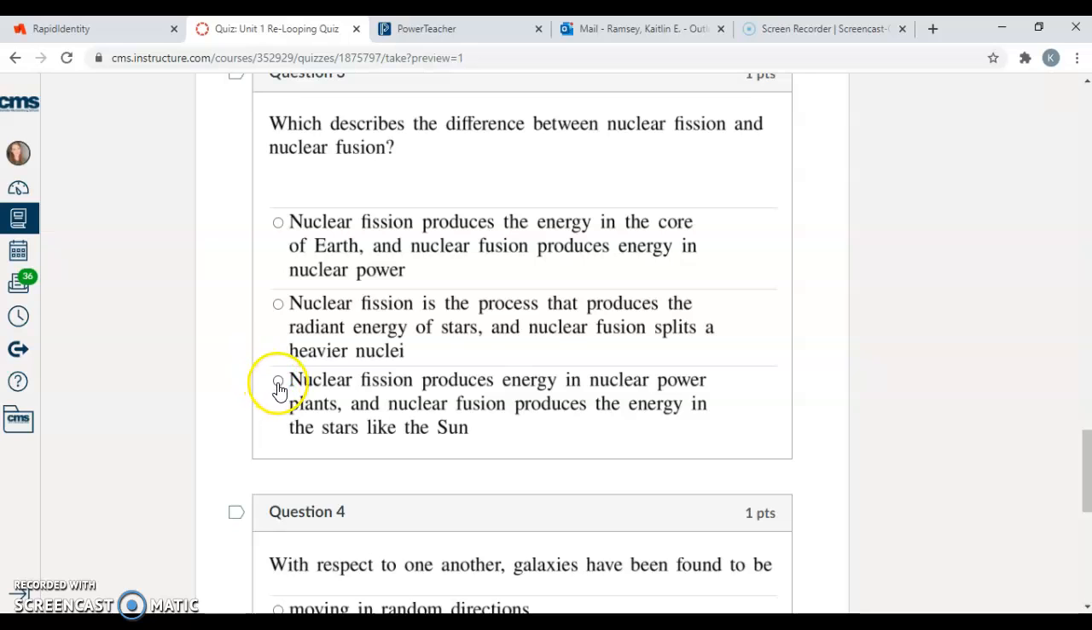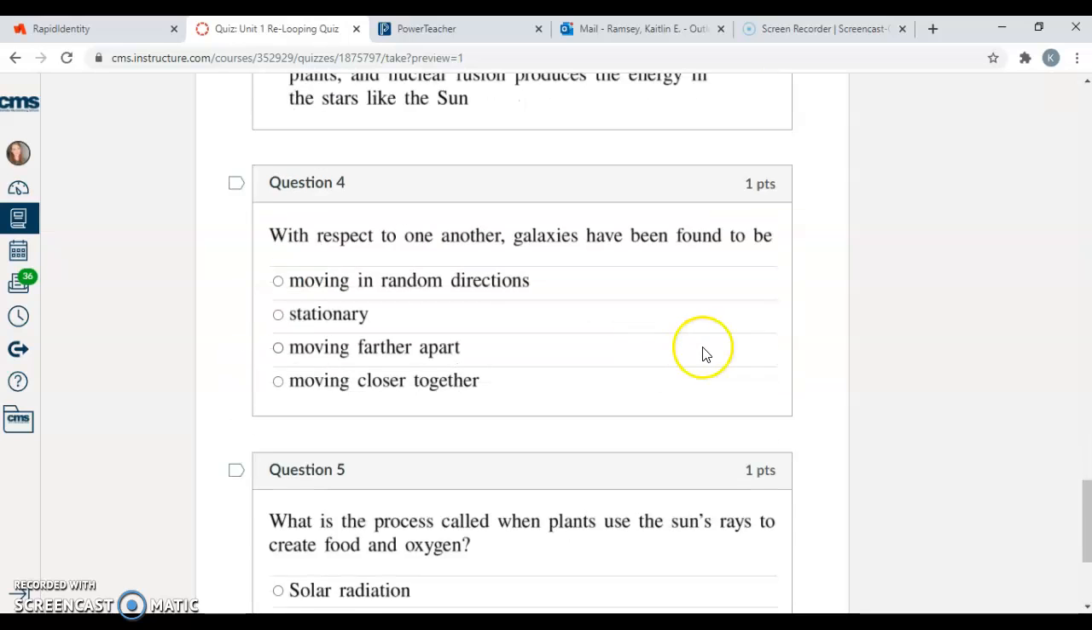So we should have chosen C. Nuclear fission produces energy in nuclear power plants. Fission is man-made. And then fusion produces the energy in the stars like the sun. So fusion is coming together to form heavier elements. It produces that radiant energy that comes to the planet and then provides us with energy that we need for survival.